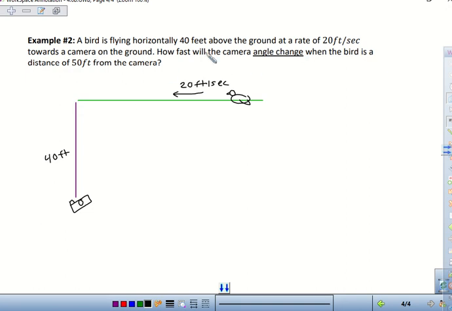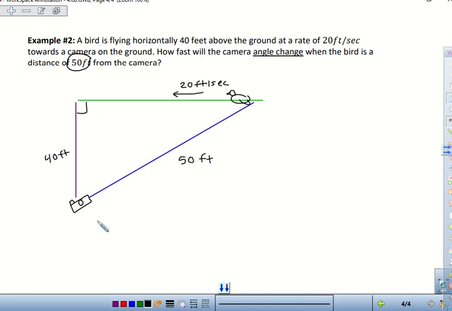And then it says, how fast will the camera angle change when the bird is 50 feet from the camera? So this is his raw distance from the camera. His raw distance from the camera is going to be what? 50. Yes, which is going to be the hypotenuse. So that's his raw distance from the camera at that given moment.